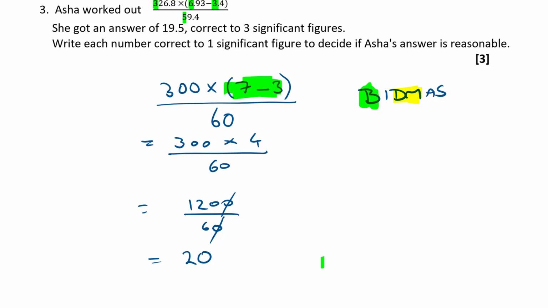Okay, so we came up with an answer of 20, and she got an answer of 19.5. So yeah, I would say her answer is reasonable. So I'm going to say that Asher's answer is reasonable.